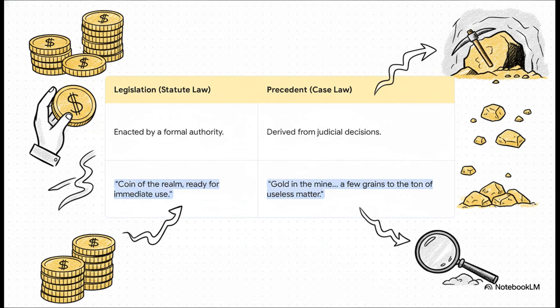All right, so to really get how judges tackle this, we need to look at the materials they're working with. You've got two main sources of law. On one hand, you have legislation. These are the laws written by a formal body like Parliament. The source material calls this the coin of the realm, ready to spend. Then you have precedent or case law, which comes from decisions judges have already made. That's more like gold in the mine. It's super valuable, but man, you have to dig through a lot to find it. For this explainer, we're going to focus on that shiny coin, legislation.